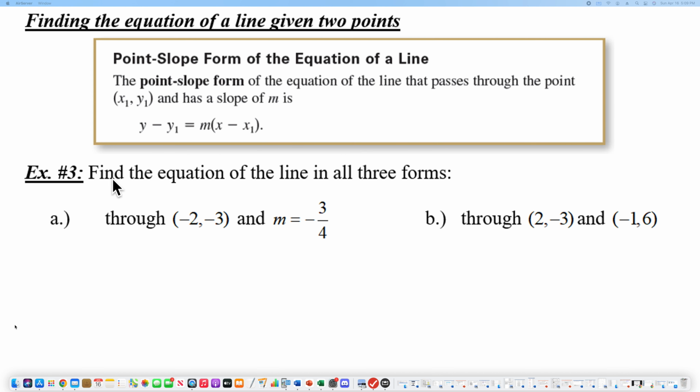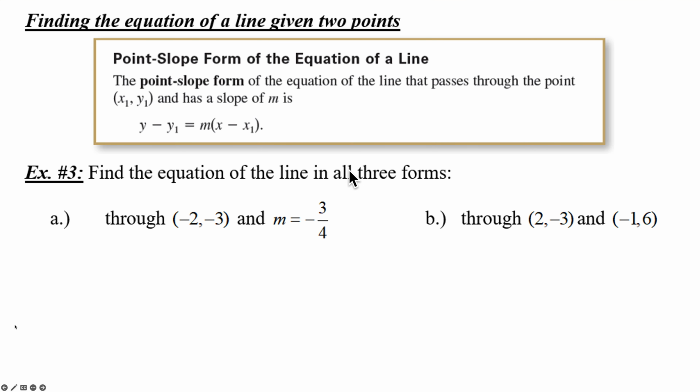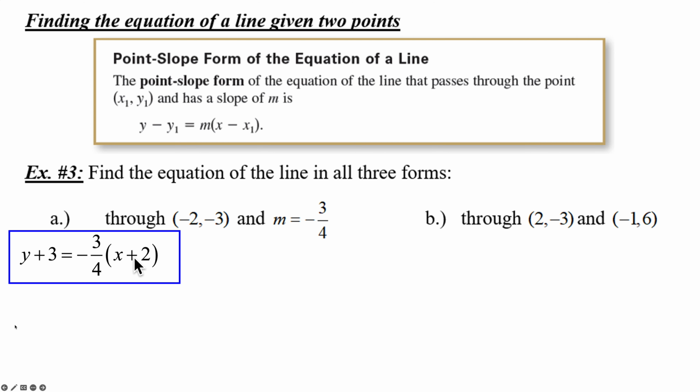All right, so find the equation of a line in all 3 forms. If I'm going through the point -2, -3, x sub 1, y sub 1, and I have the slope, I hate to tell you this, I'm not going to y equals mx plus b. I'm going to point-slope form. Y minus -3, change the sign. Slope equals -3/4 times the binomial x minus the x-coordinate, -2. That's a plus. There it is, point-slope form. You are done. That's 1.